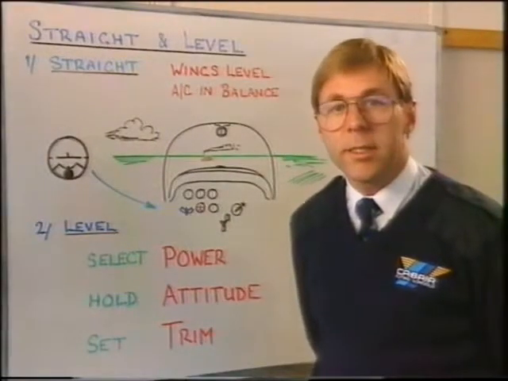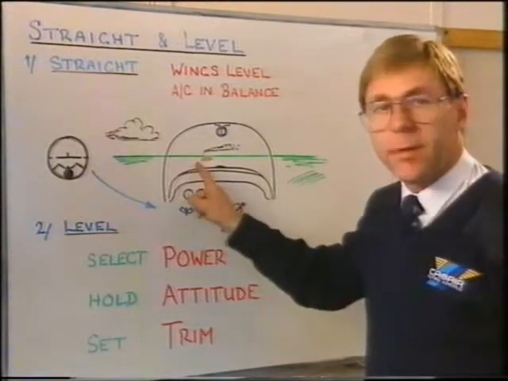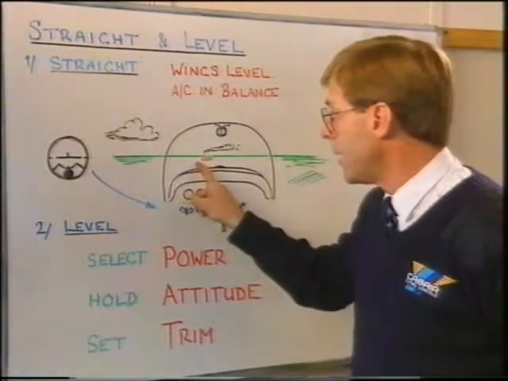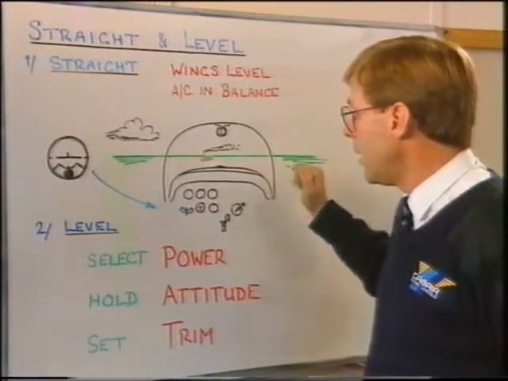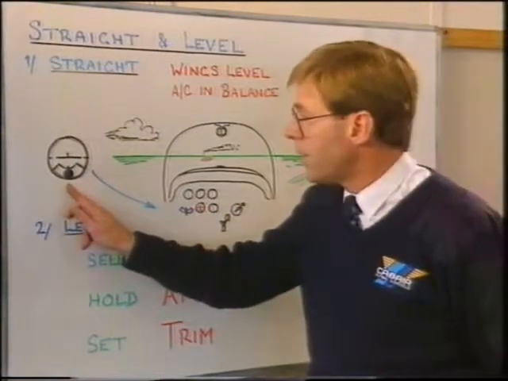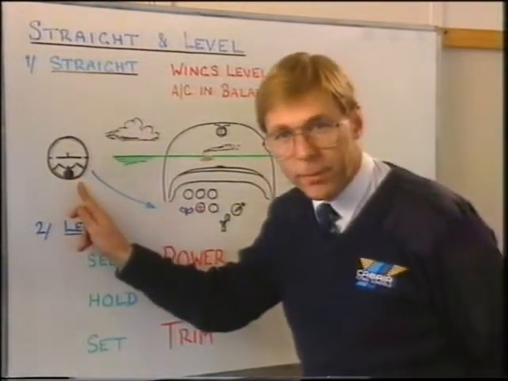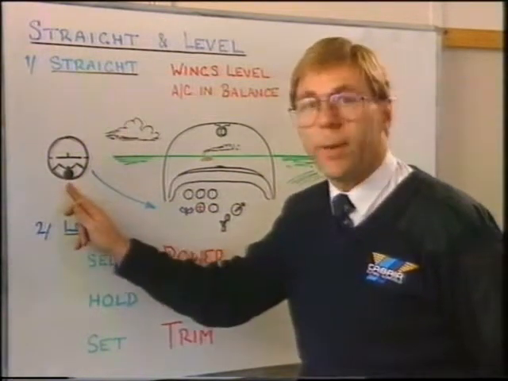Straight and level flight. In order to fly the aircraft straight, we first of all select a reference point towards which we'll fly. We keep the wings level with the horizon using aileron. We keep the aircraft in balance using the rudder. If the ball were to the right, right rudder will be required. Ball to the left, left rudder will be required to bring the ball back to the center.